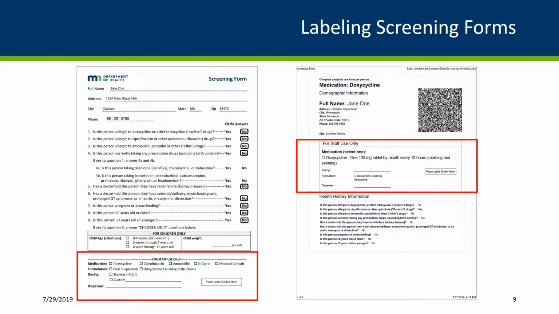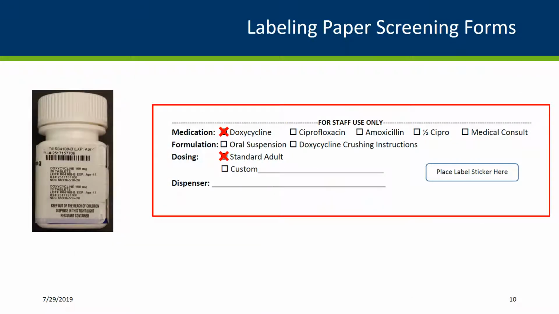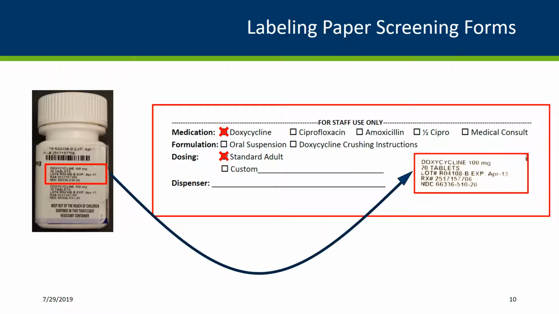Regardless of how pods plan to conduct screening, they will need to label the forms. This will take place in the "For Staff Use Only" section, highlighted in red on both forms. Here is a zoomed-in view of the "For Staff Use Only" section of the paper screening form. The dispenser will peel a label from the medication bottle and affix it onto the screening form in the designated space. Then they will sign or initial where required based on pod manager guidance.